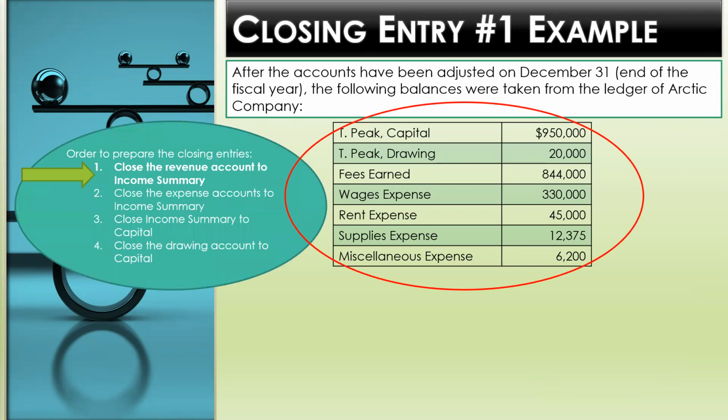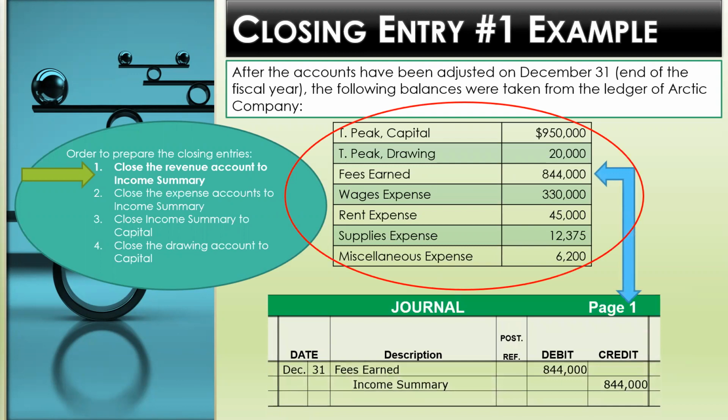In this first closing entry, we will close the revenue account to income summary. This is what it looks like journalized. We enter the date December 31. Fees earned is the debit in the amount of $844,000. The credit is to the income summary account in the amount of $844,000.